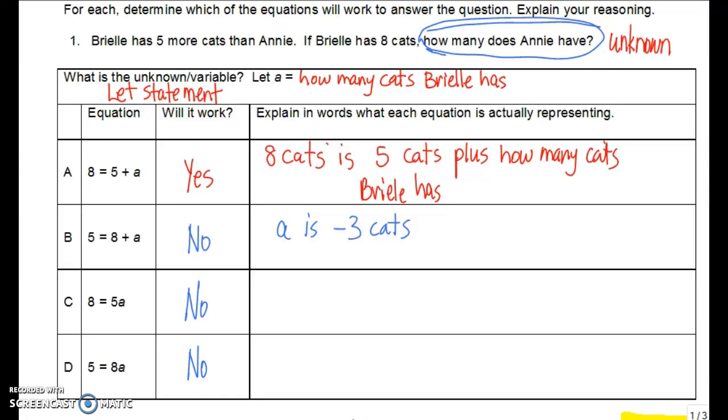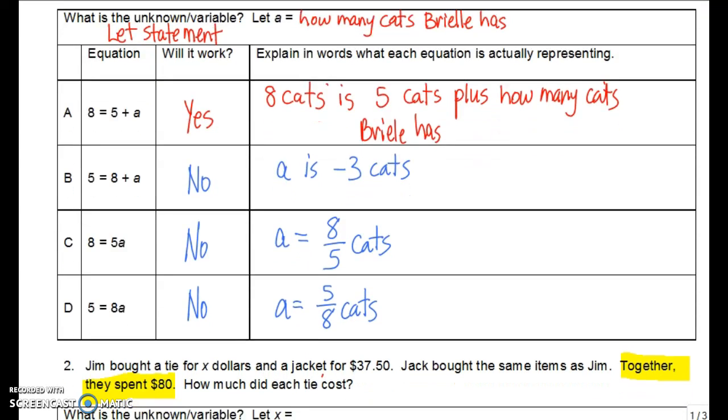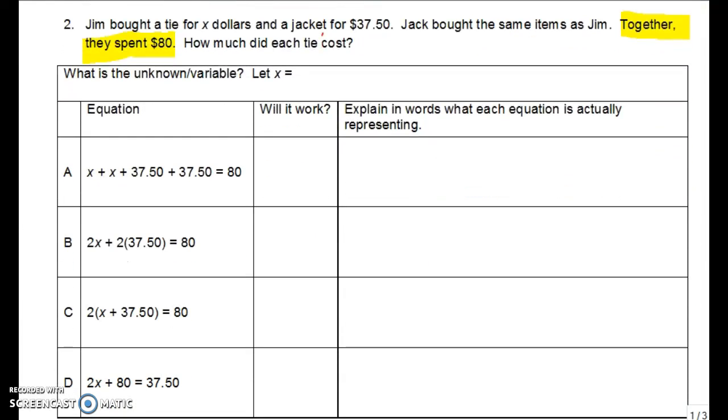In letter C, 8 equals 5A. I want you to think, what would A have to be in order for this equation to be true? A would have to be 8/5 cats. Yes, that's 1 3/5 of a cat. Don't want to talk about what happened to that poor cat. And for letter D, A would have to be 5/8 of a cat. Yes, a little more than half of a cat. So these equations make no sense. The point I'm trying to get across to you is that these are units and it has to represent the problem. All right, we're just going to talk here so you don't have to write, just pay attention.